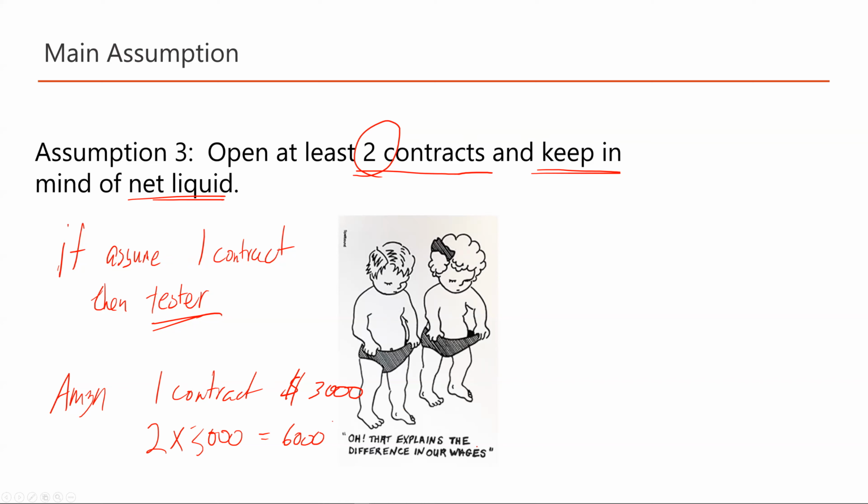And maybe your net liquid is 6,000. That's 100% of your net liquid. So you can't obviously do that. So this is the next main assumption: you should open up at least 2 contracts, keeping in mind your net liquid. If those 2 contracts, if we alerted 2 contracts, happen to be 100% of your net liquid, then you can't get into those contracts. You've got to look for a different strike, right? Because it's all relative.